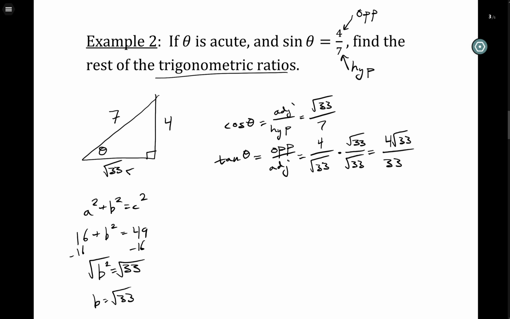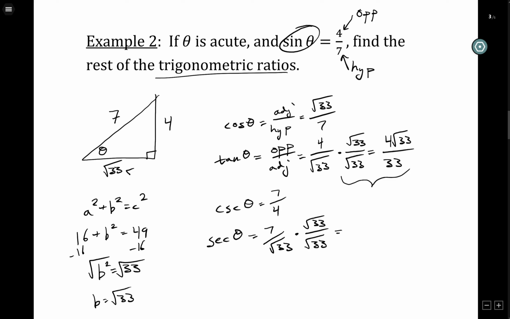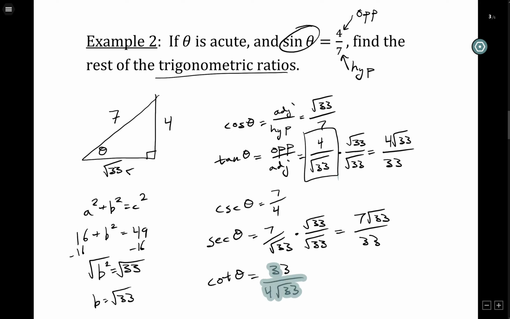So here are my first two trig ratios. Remember that cosecant is the inverse of sine. So 7 over 4. Secant is the inverse of cosine. So that's 7 over root 33. And I'm going to have to do this again. So when I multiply by the square root of 33 over the square root of 33, this gives me 7 root 33 over 33. Now, cotangent is going to be the reciprocal of tangent. I could reciprocate this, but wouldn't that result in a square root being on the bottom? And I don't really want that. So let's reciprocate what tangent originally was before I messed with it. If I reciprocate that, I have root 33 over 4. And yeah, there's no square root on the bottom, so I'm good to go.